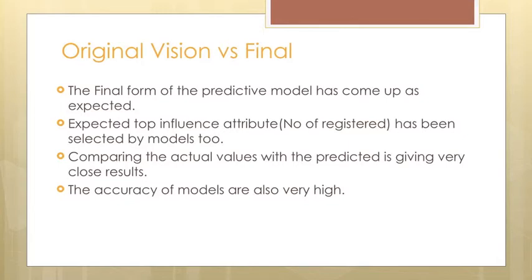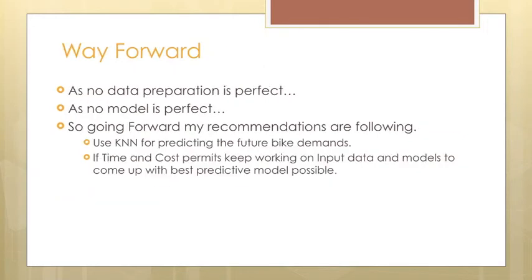Now coming to the original version versus the final one, the final form of the predictive model has come up very much as it was expected, and the top influencer, which is the number of registered, is selected by all the three models, which is also going in the same line. Comparison of the actual values against the predicted values are coming very close, and the accuracy of models is also very high. So way forward, as no data preparation is perfect, and no model is perfect, my recommendation would be that for now let's use the KNN for predicting the future bike demands. But if the time and the cost permit, let's keep working on the input data and on the model in order to get the best predictive model possible.